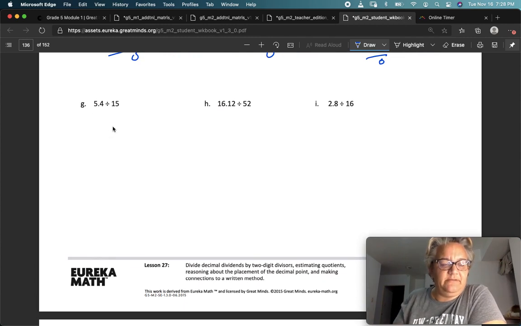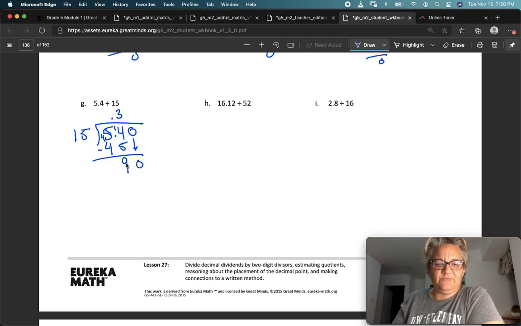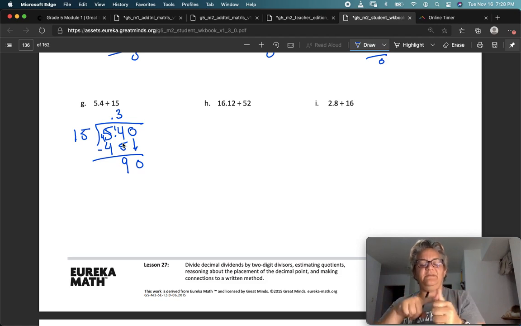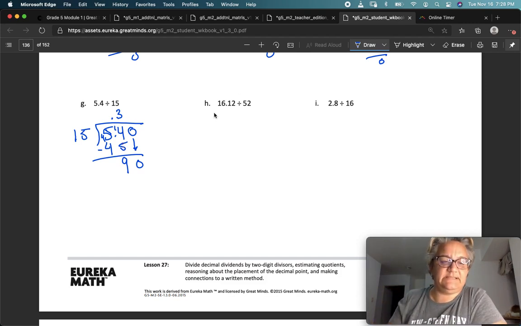Next one. 5 and 4/10 divided by 15. Well, 15 would go into 30 twice, and it would go into 45 3 times. So let's see. 3 times 15 is 45. And subtract, I get 9 here. Then I'm going to put a 0 in the hundredths place, bring down that 0. And 15 will go into 90 6 times, right? 15, 30, 45, 60, 75, 90. So 6 times.